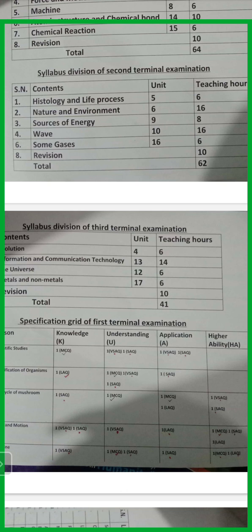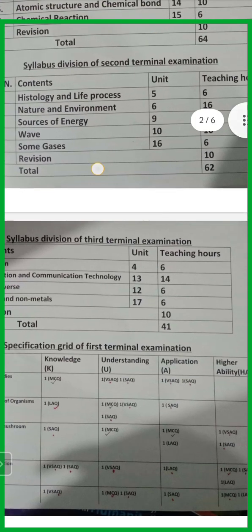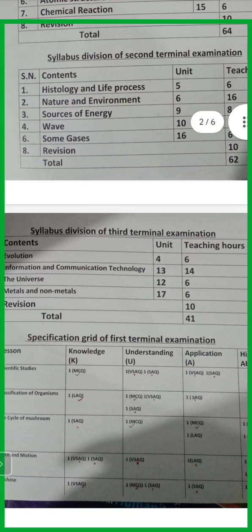and the teaching hours also, and we have the 10 days revision course. These are the names of the units which we studied for preparing during the time of the second terminal examination. First one is histology and life processes, second nature and environment, third source of energy, fourth waves, and some gases. 1, 2, 3, 4, and 6 only units.